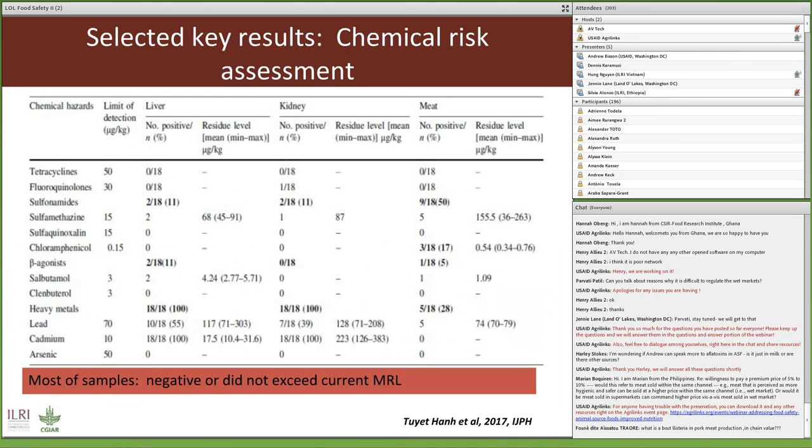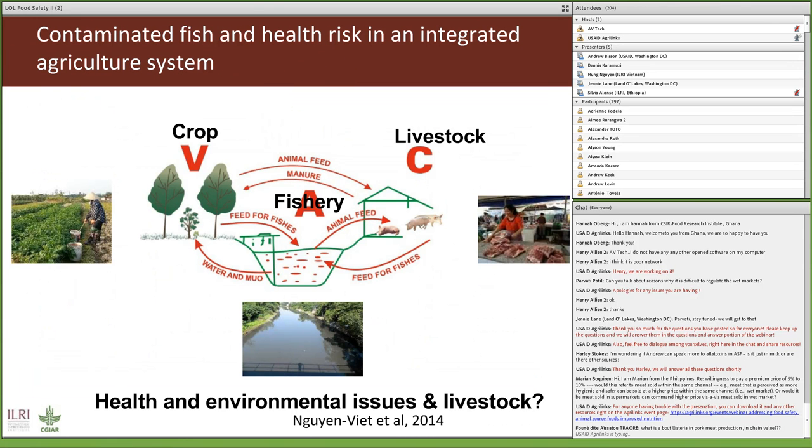And if you look at the next line, you can see that most of the samples were negative, or they did not exceed the current MRL, the maximum residue level defined by Vietnamese regulation. So the highlight from this study is, in fact, even though people are concerned a lot about chemical contamination from the pork perspective, we don't see that from this study as a very major food safety issue in Vietnam at the moment.